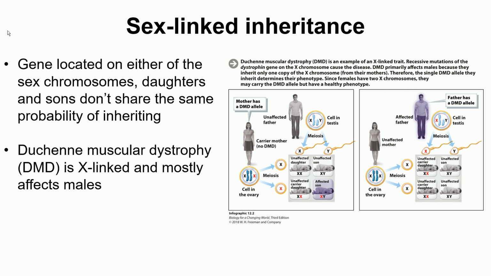Suppose there is a mutation in a gene which is present on the X chromosome. In men, the effect of that mutation will show up. But in the case of females, if there is a mutation in the gene on the X chromosome, the effect of that mutation will show up only if both the alleles on the two chromosomes are mutated.